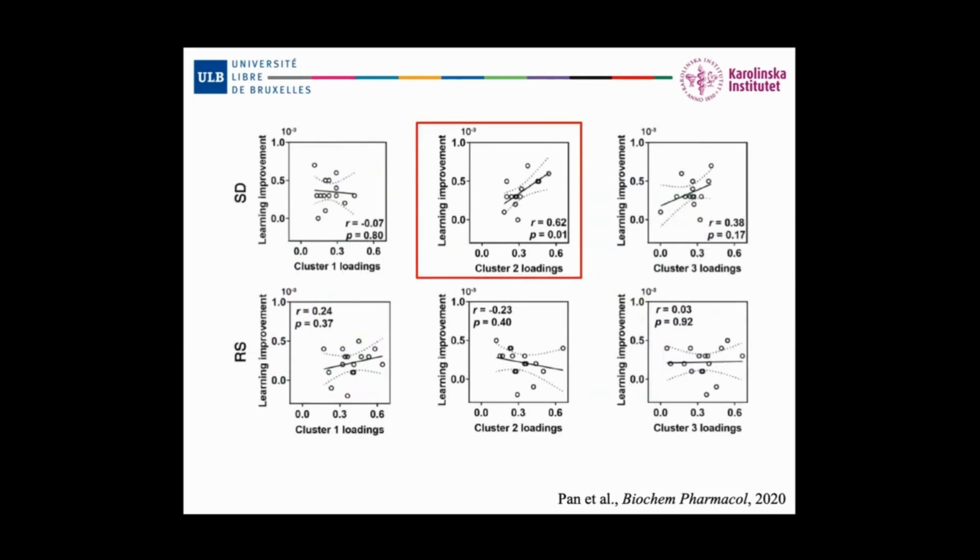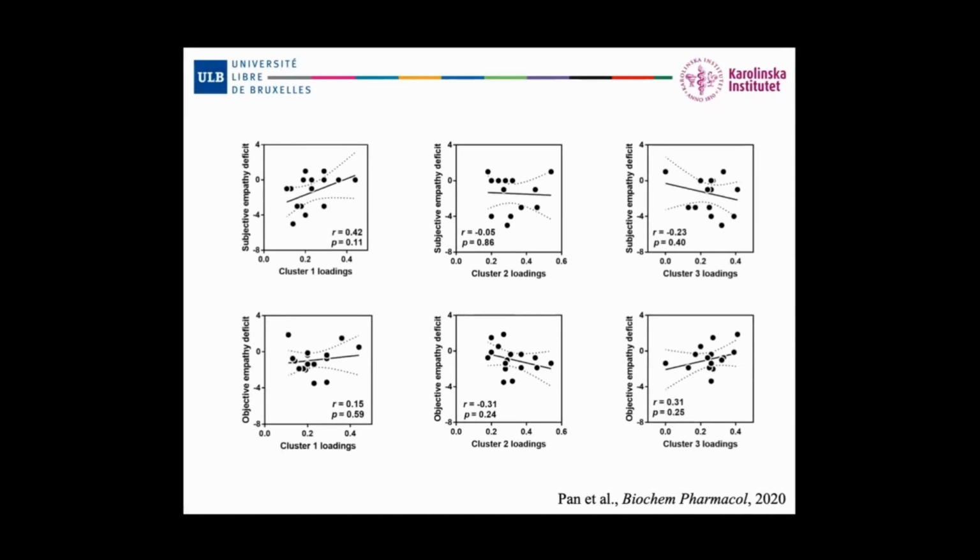We found that clustered interpersonal brain synchronization was correlated with performance improvement only in the sleep deprivation condition. Cluster 2 showed a significant correlation with learning improvement in the sleep deprivation condition. That is, increased interpersonal brain synchronization in cluster 2 was associated with improvement in numerical reasoning performance in the learner. And note here, cluster 2 in the sleep deprivation condition mostly engaged inferior frontal cortex regions, which echoed our previous findings.